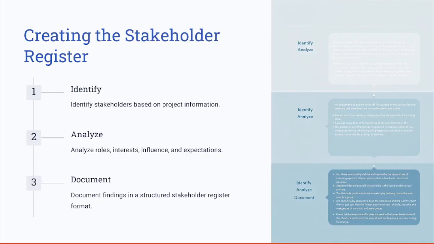So the steps that we are going to follow: first, we'll start by identifying the stakeholders based on the project information, which was provided by the project charter. And then we'll analyze their roles, interests, influence, and expectations. Finally, we'll document the findings in a structured stakeholder register format.